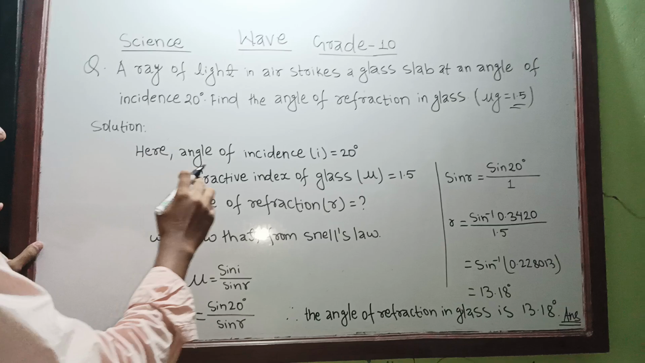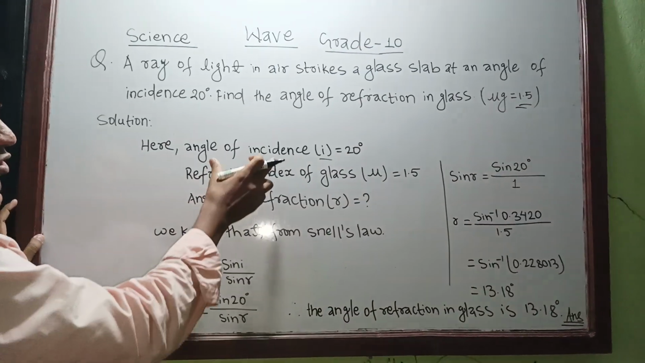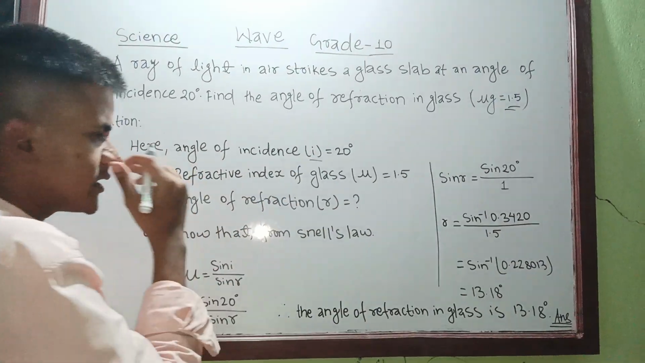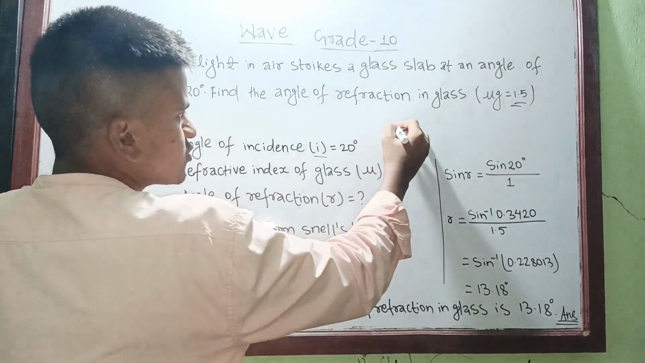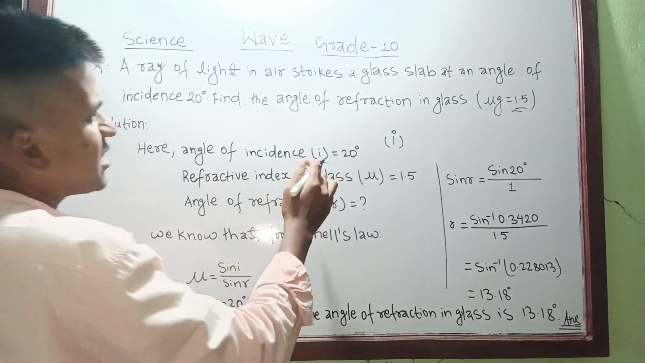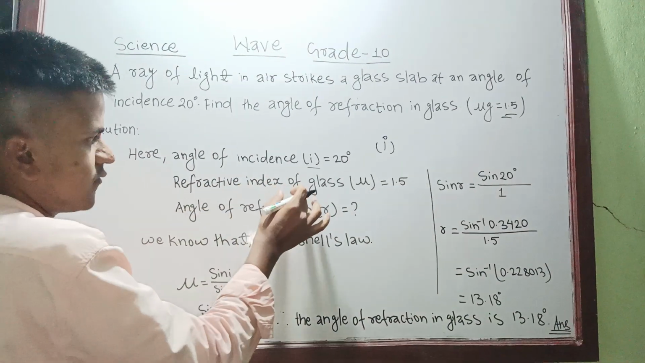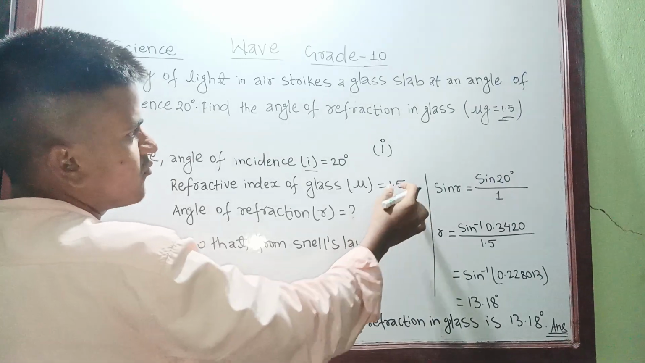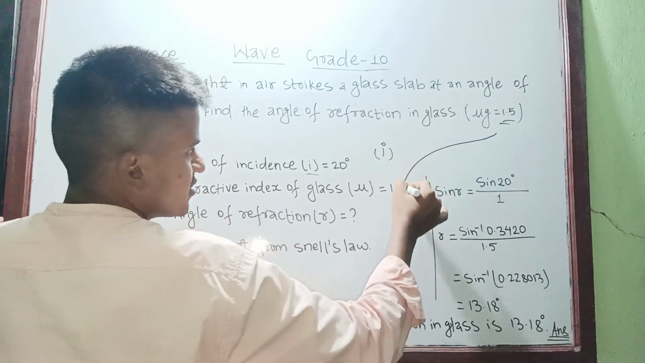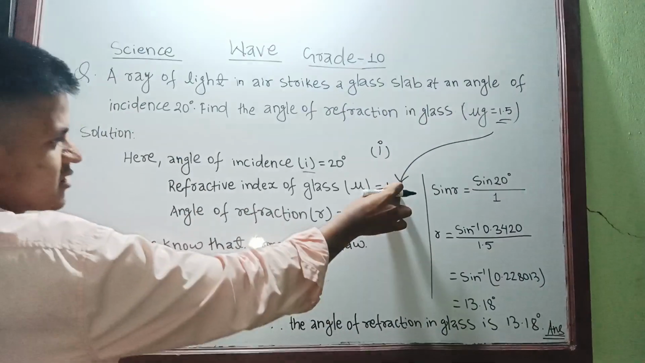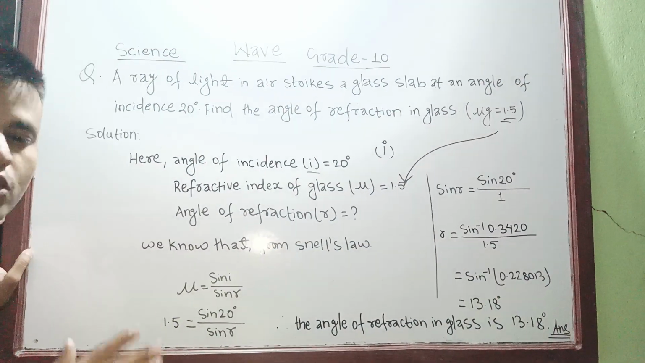Now, solution. The angle of incidence is always represented by i. If you do not have time and are in a rush, you can simply put this i and it won't be wrong. So i equals 20 degrees, and the refractive index of glass, mu, equals 1.5. This data came directly from the question; it is just a substitution method. Nothing, not a big deal.